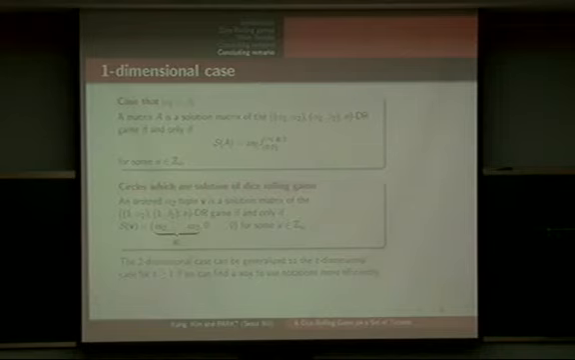Our characterization of the two-dimensional case will be generalized to the t-dimensional case, I believe. And that's all. Thank you for your attention.